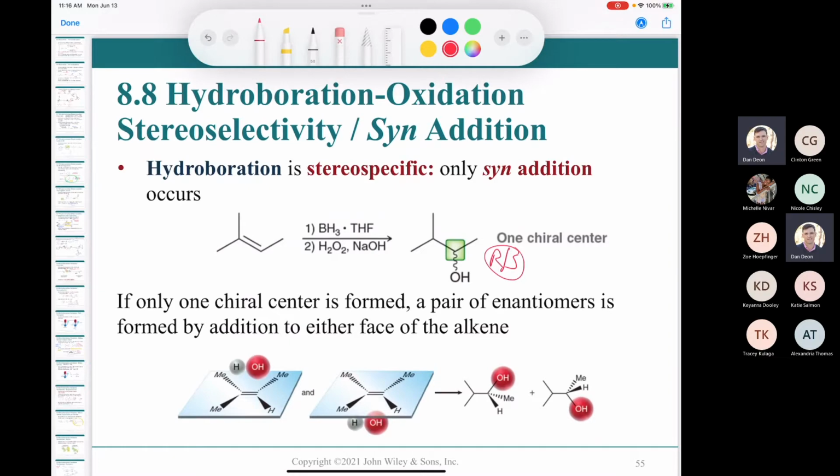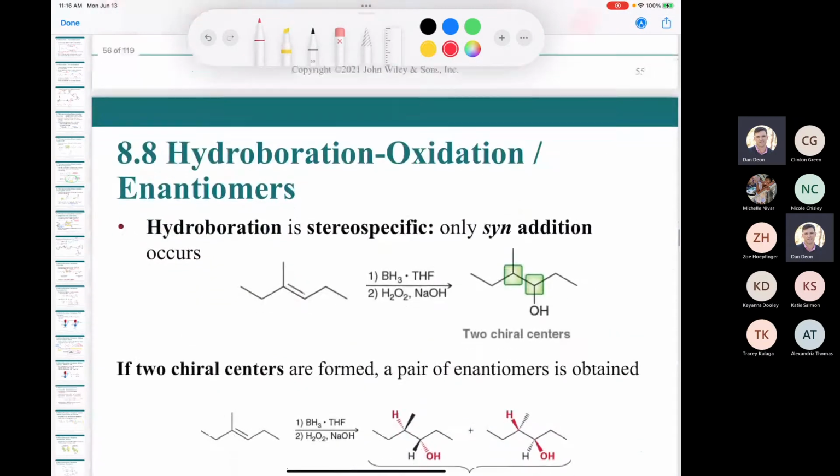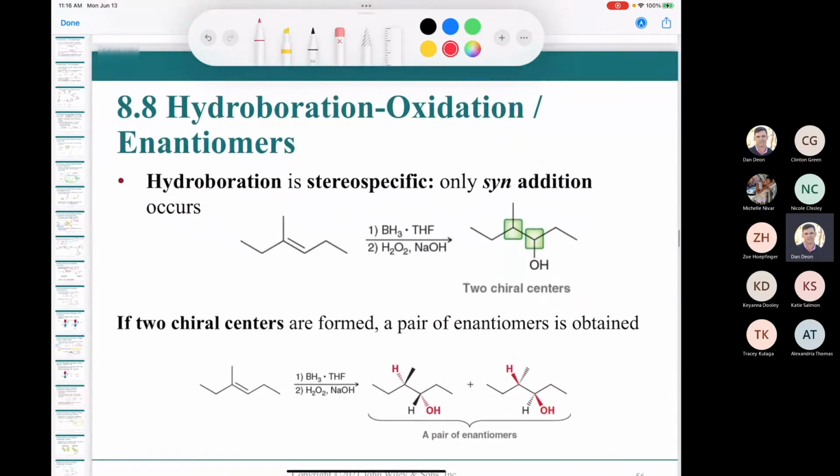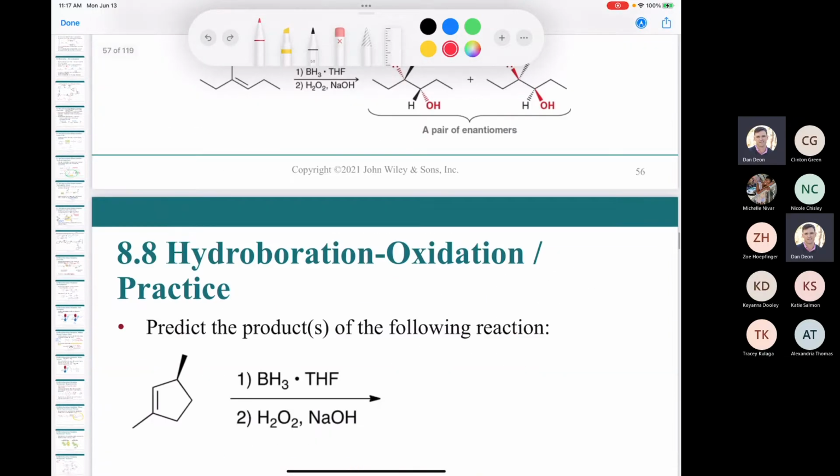Whereas if we have two chiral centers, then we can end up with a pair of enantiomers as well. Check it out. If you do the syn addition across this double bond, then you can add both the hydroxyl and the hydrogen pointing down, or both of them pointing up, and you still end up with a pair of enantiomers. And thus, whenever we're doing hydroboration oxidation, we have to take regioselectivity and stereoselectivity into account.